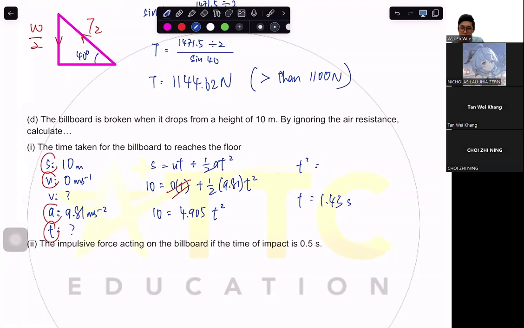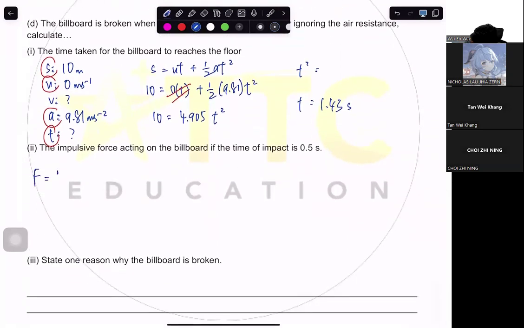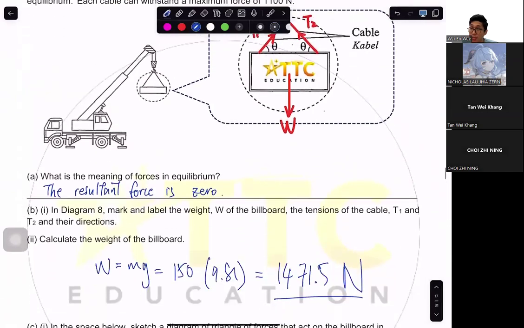The next one is the impulsive force. Impulsive force is the force when it hits something. When you calculate impulsive force, the formula is F equals mv minus mu over t. This actually comes from F equals ma. Now, the mass is 150 kg. Same billboard, same question.